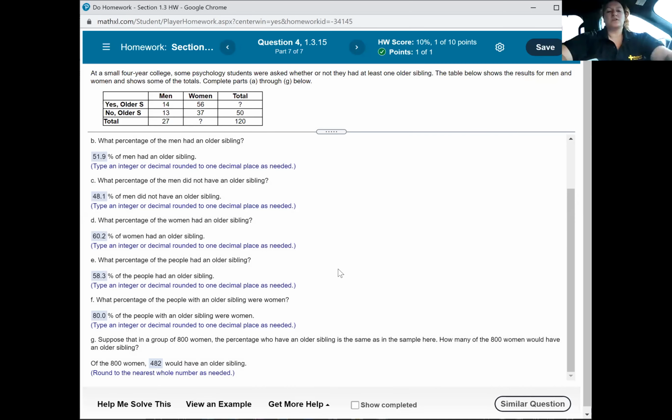So the reason why it wasn't the 80% is because that's the total out of everybody. Right. They're wanting the percentage from women only. So right, it was taking the percentage from D instead of F.